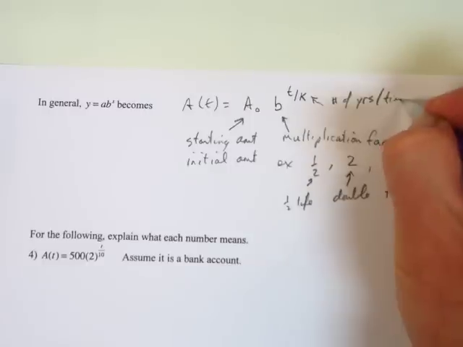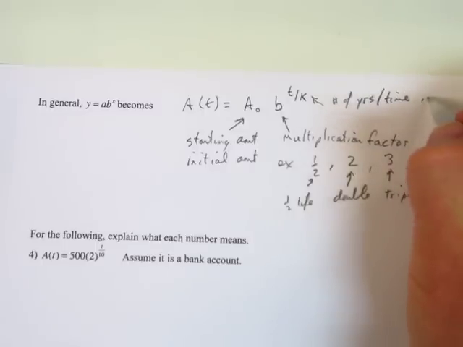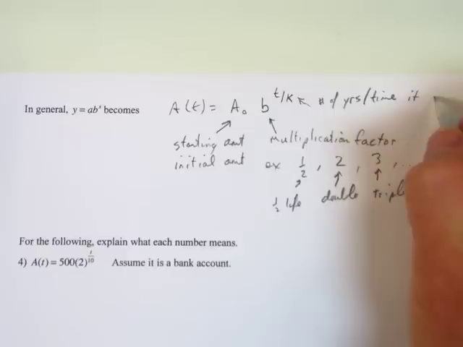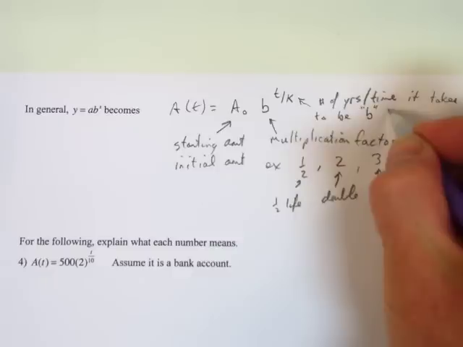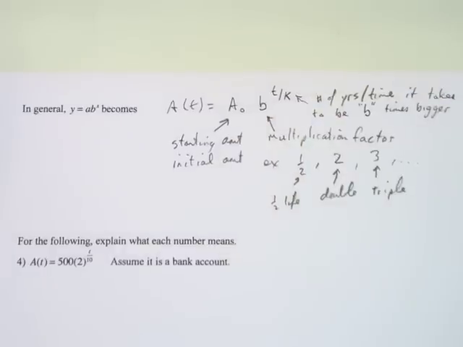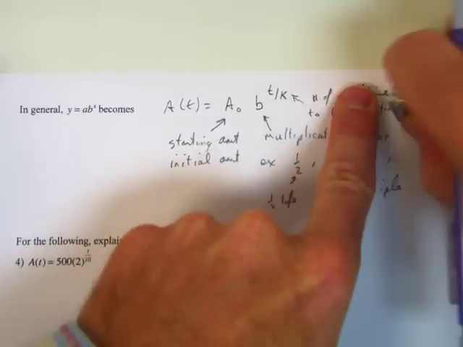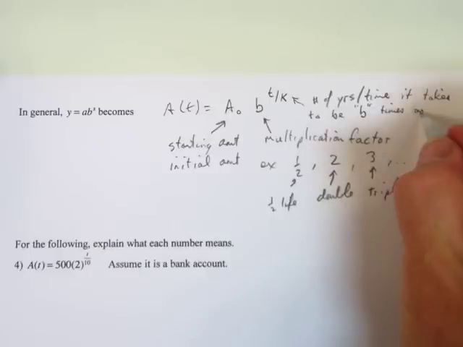years or time. It could be in hours, like in the previous example. It takes to be b times bigger. Or bigger is probably the wrong word. How about b times as much? B times as much, because on the half-life it is actually getting smaller.